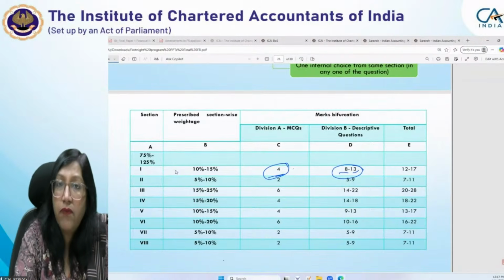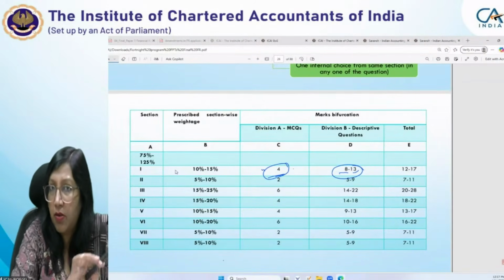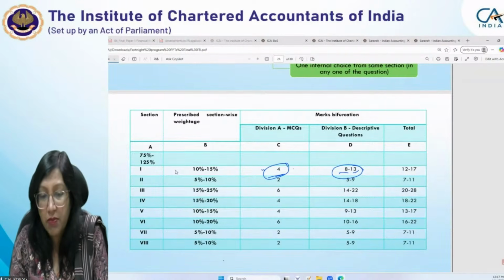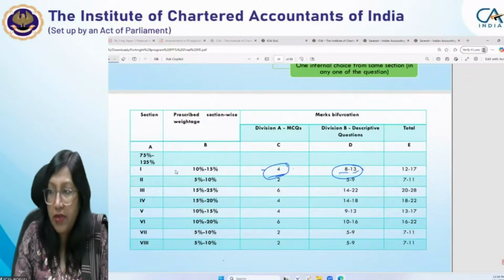It means from every standard, a question may fall in objective type questions, or a theoretical or descriptive question may be asked. So there is no clear-cut bifurcation. Okay.